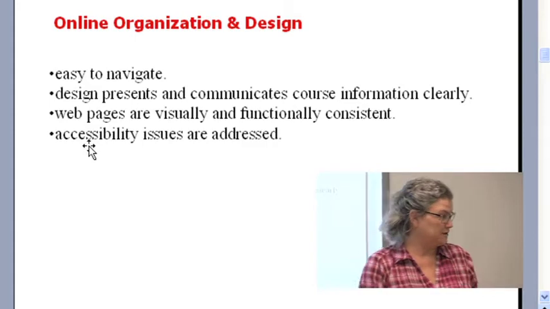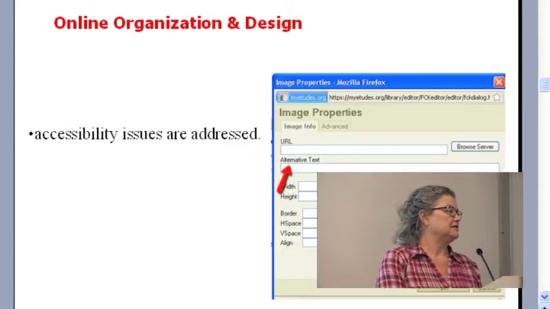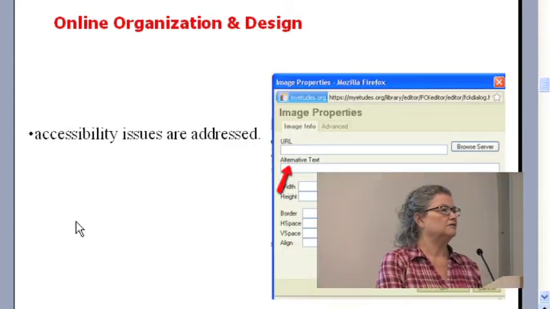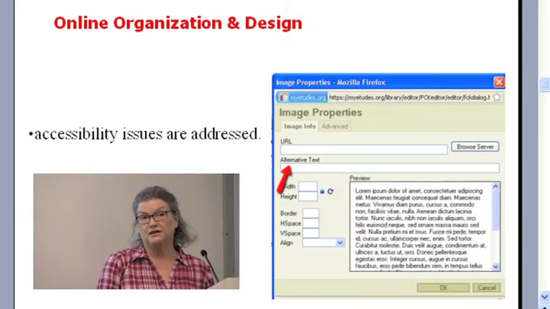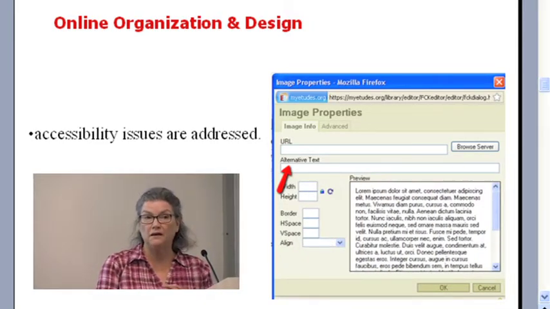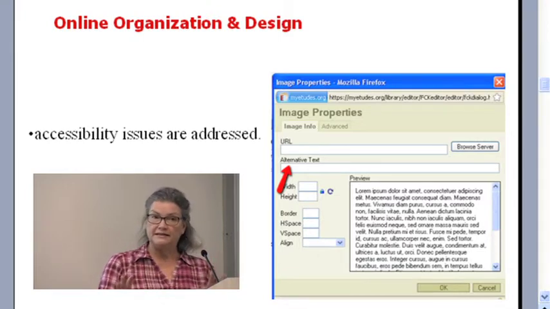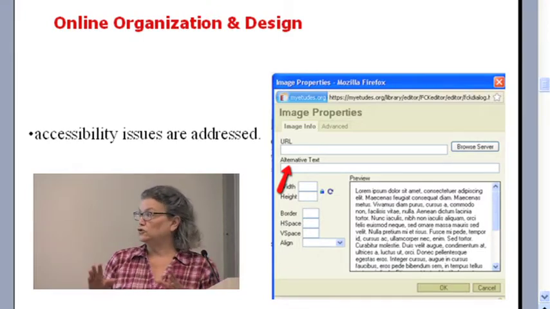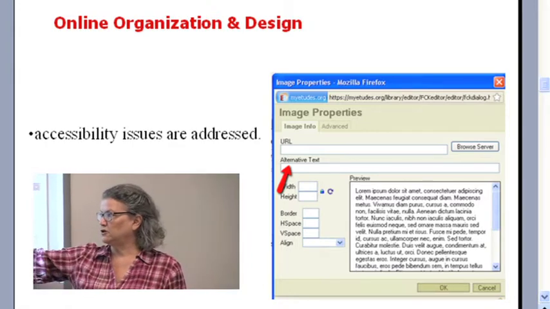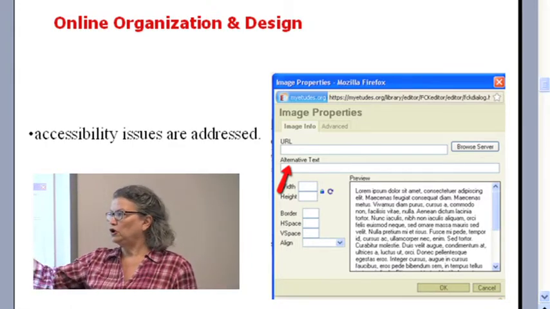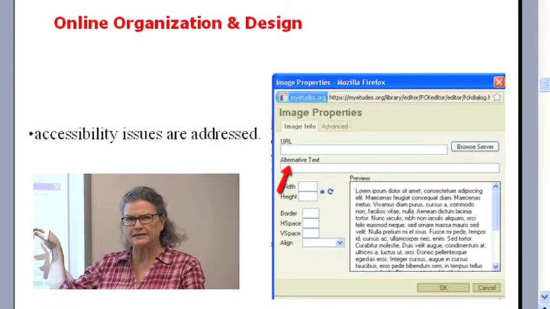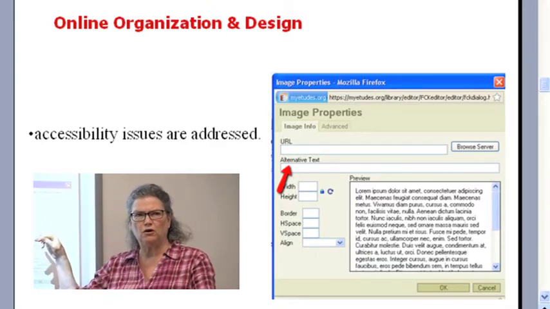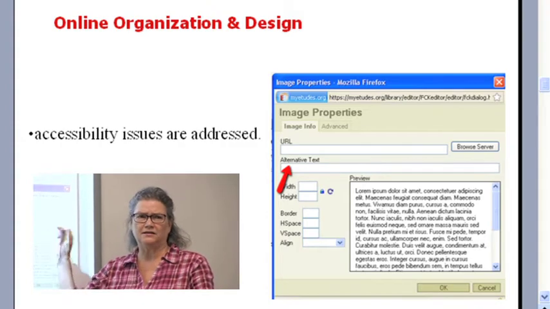Accessibility issues are addressed, of course, is not something they do for you. You have to do this when you have a picture. I mean, there are a lot of accessibility issues. The one that concerns me the most is I have a lot of still images. And knowing what this means, alternative text, this is where you write in what you think your student who can't see the picture needs to know about the picture. It's a tough one.